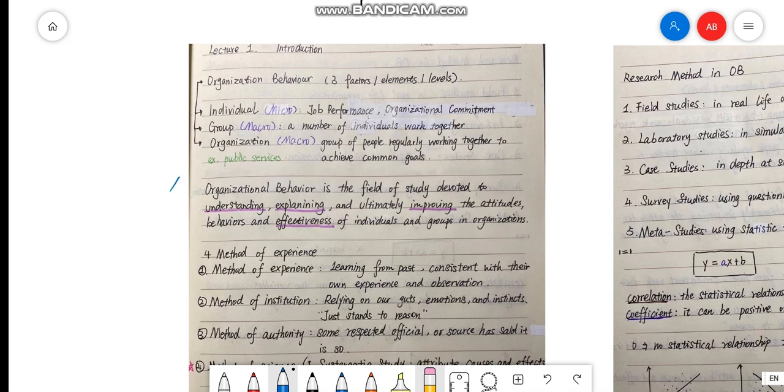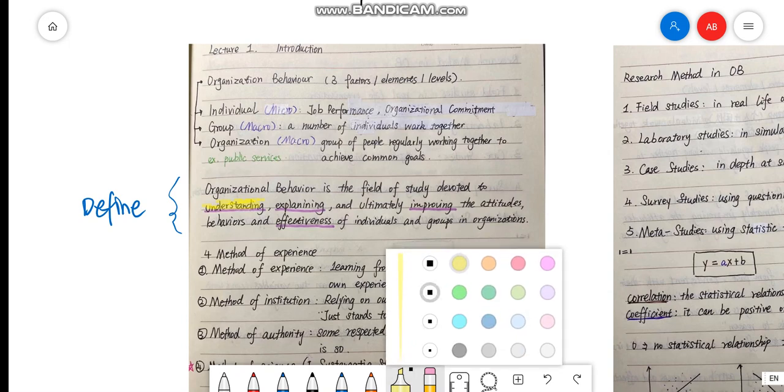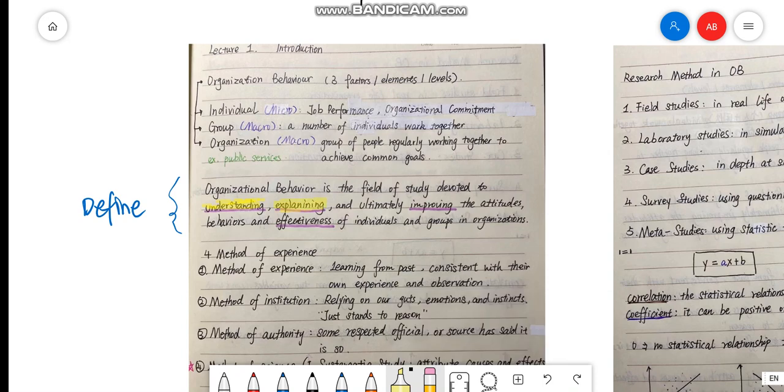So firstly, we're gonna look at this part: organizational behavior. This is also what we have to learn firstly. This is the definition of organizational behavior. It is a field of study devoted to understanding, explaining, and ultimately improving the attitude, behavior, and effectiveness of individuals and groups in organizations. For this definition, we have to focus more on understanding. After we do understanding and explaining, then we know more details, and we can improve our effectiveness. So that's why we have to learn organizational behavior.